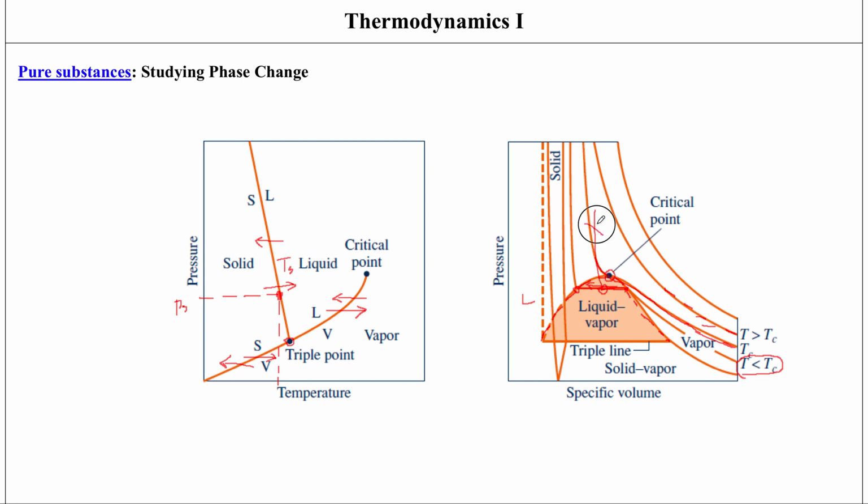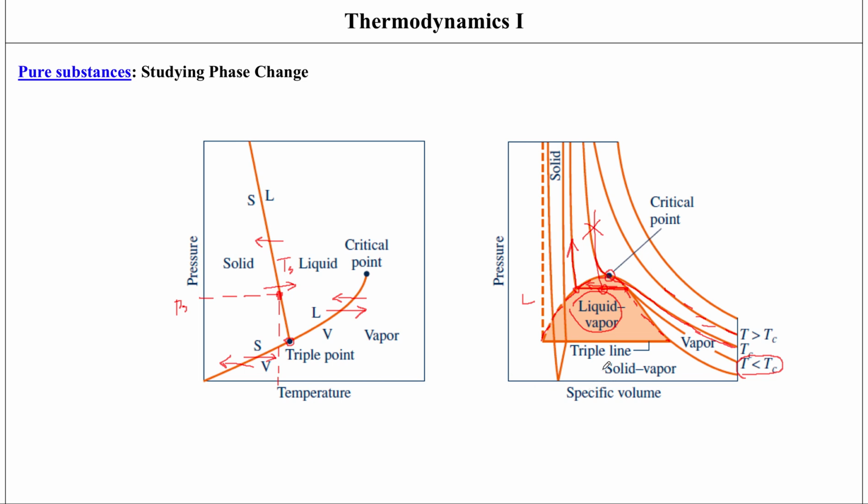This cannot happen. I would have to go all the way until I reach the liquid saturation line, and then from here I'd be able to increase the pressure once my substance has been converted into a liquid. And when I'm within this region, within this dome, my substance is going to exist as a two-phase mixture, as a liquid and vapor mixture.